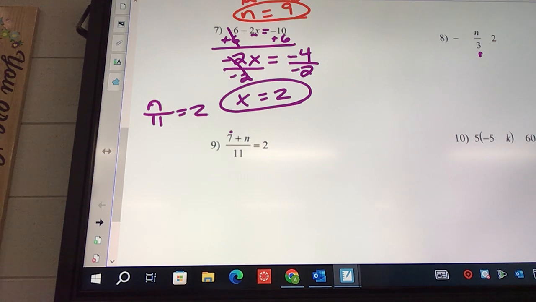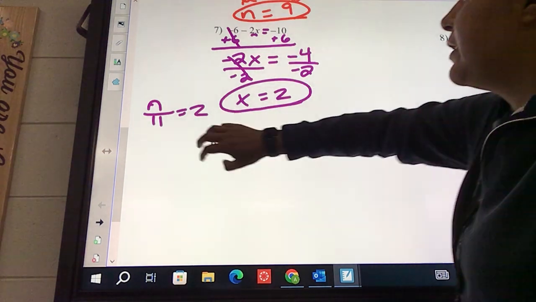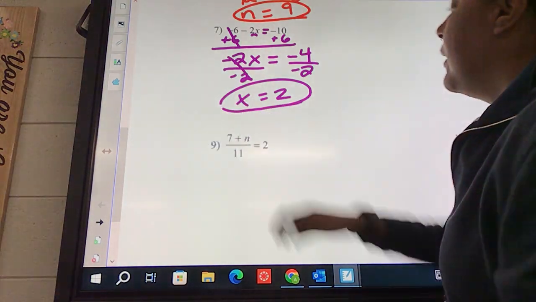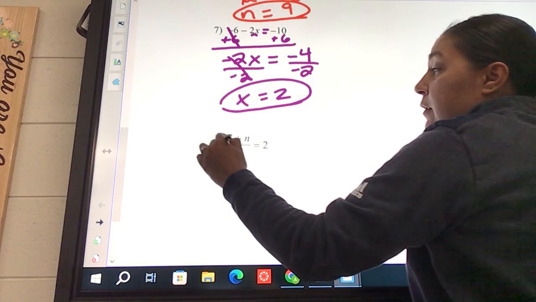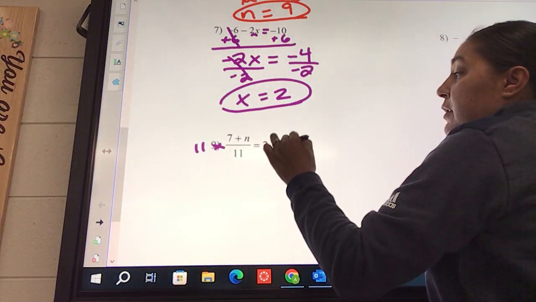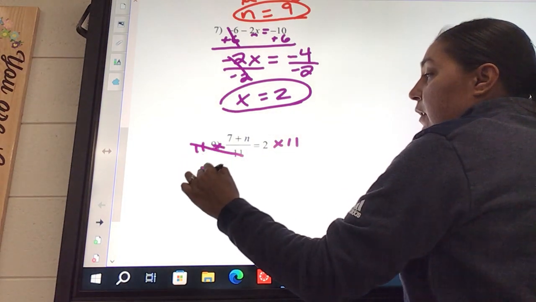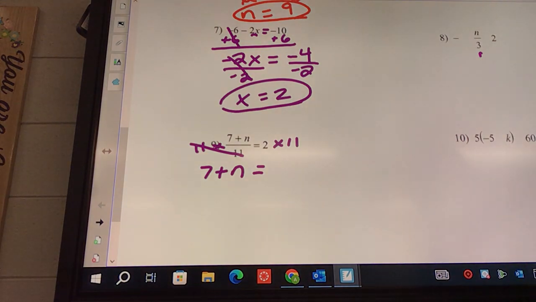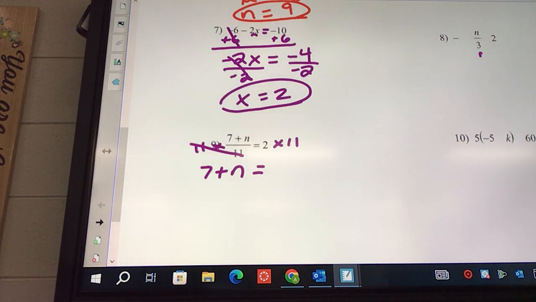You would multiply it, okay? So we're still going to multiply it. It works the same as just like yesterday, okay? So we're going to say times 11, times 11. So I got 7 plus n equals what? What is 2 times 11? 22.